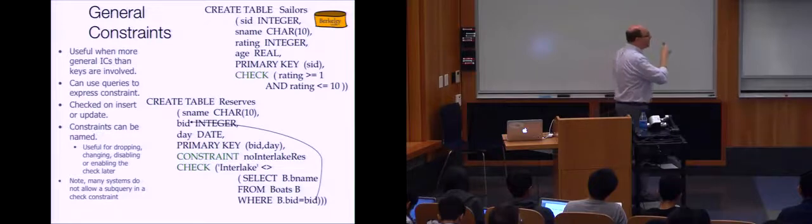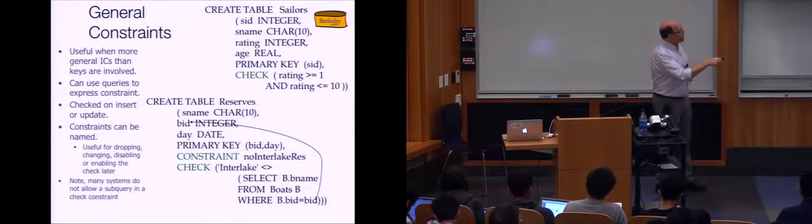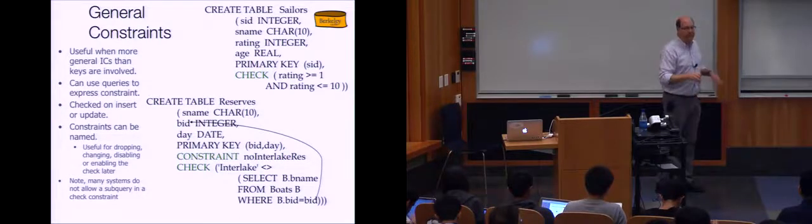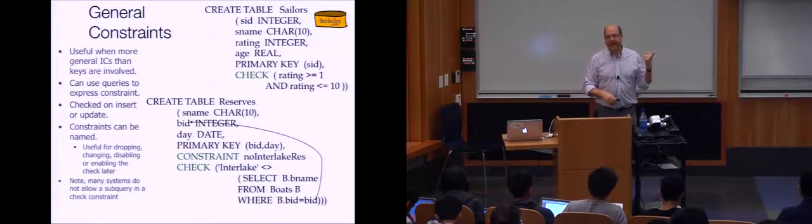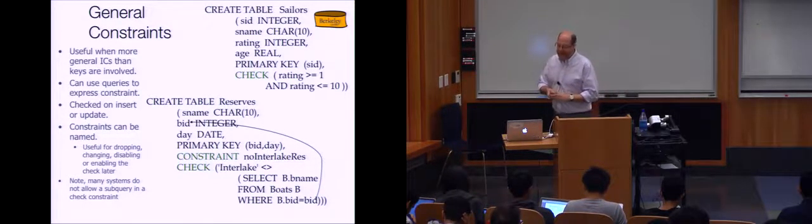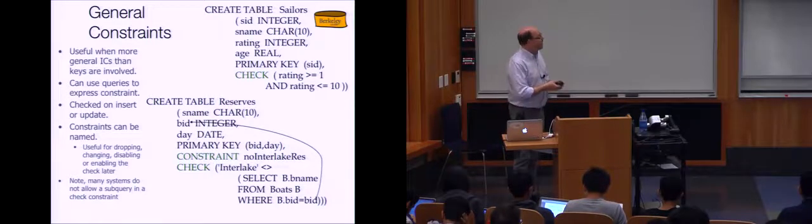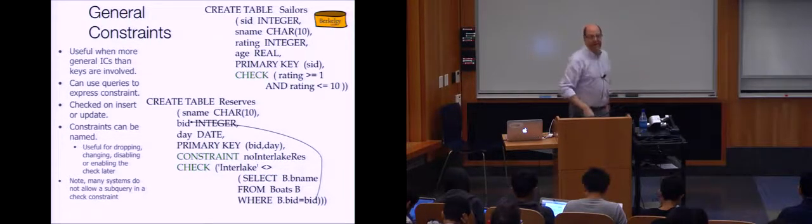Now, it turns out this example is a little weird in that most of the main relational database systems don't let you have a subquery in the constraint like that. Some systems do, but a lot don't. So you just got to keep an eye on that. But conceptually, it's possible. It's just some systems don't support it. And the other thing that's not super interesting, but good to know, is that you can name constraints.